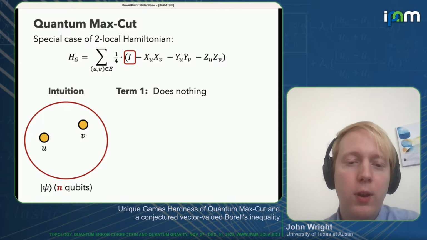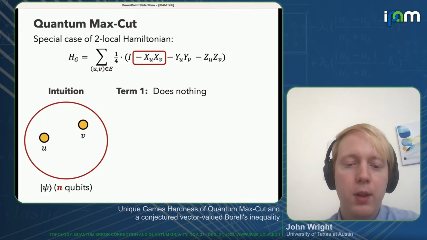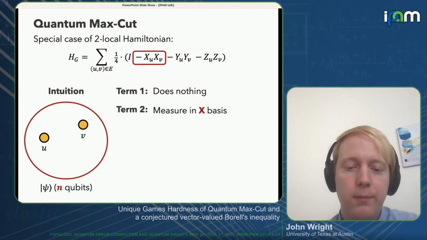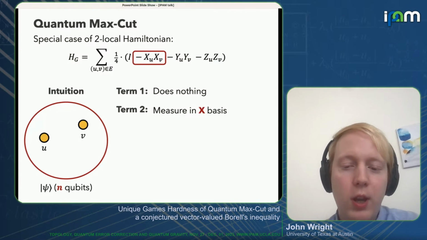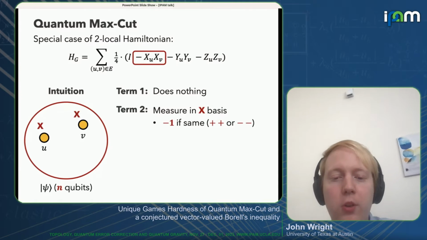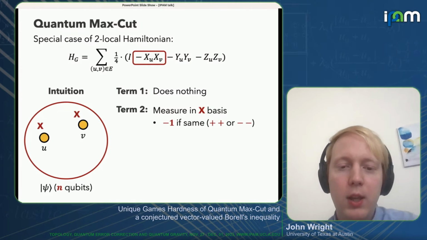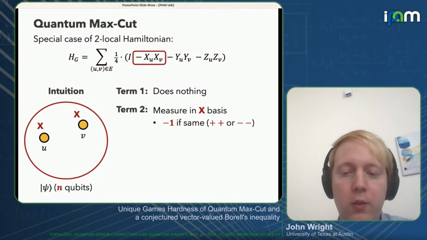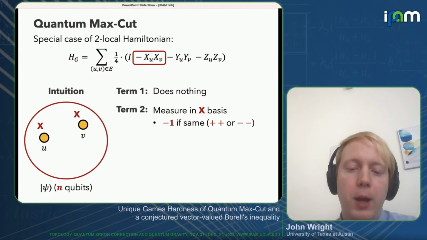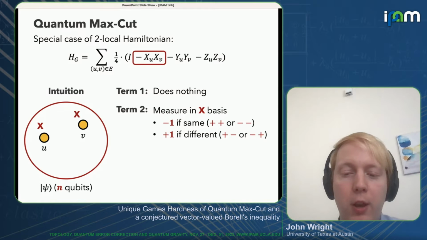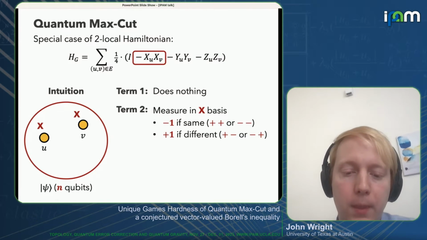But for the term minus X_u X_v, you should think of this as going to u and v and measuring them in the X basis. When you do this, you get a plus or minus for each qubit. What this term tells you is that you get a score of -1 if you get the same outcome, so when you measure them in the X basis you either get 2 pluses or 2 minuses. But you get a +1 if you get different values. If you measure and get a plus minus or a minus plus, then this term gives you a score of +1.